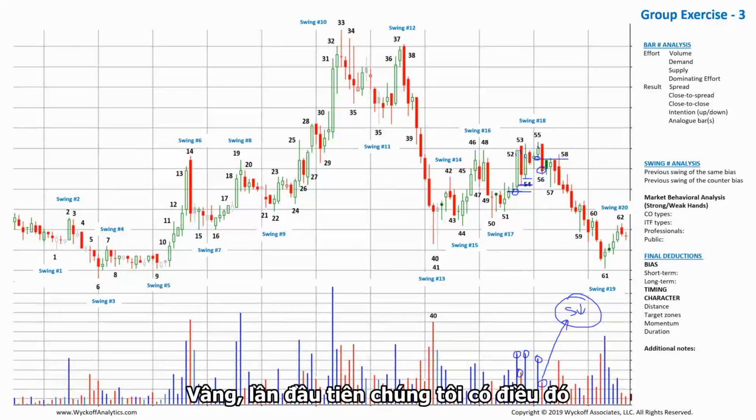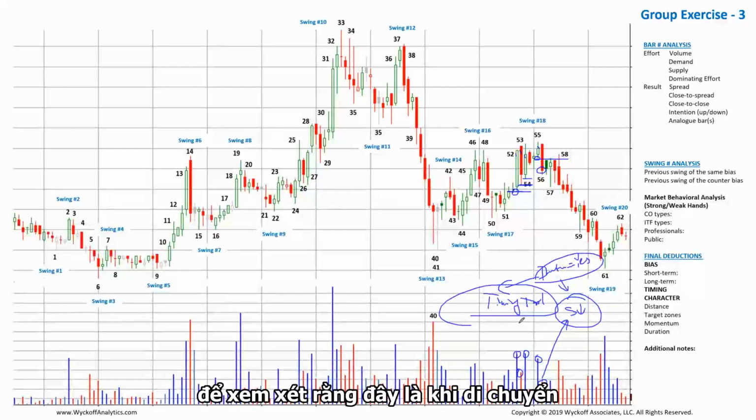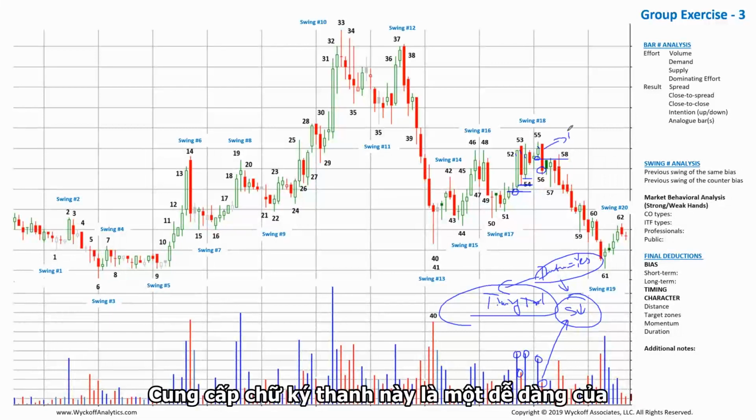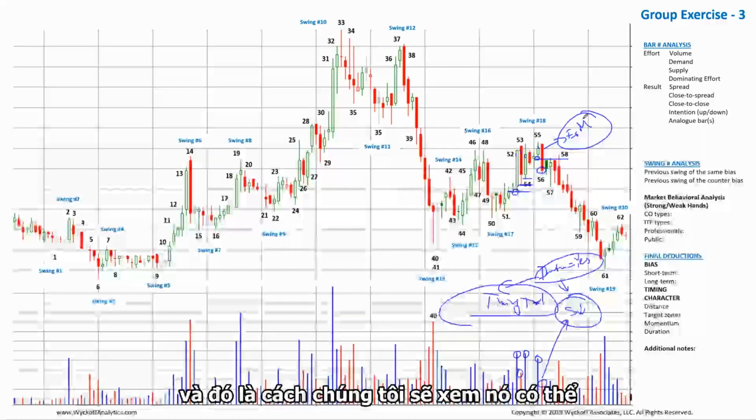Yes, for the first time we have that. But it happens on the diminishing supply signature, and yet intention has been satisfied and fulfilled, and therefore this looks like a timing tool for us to consider that this is when the move is going to start. And by itself, with this commitment to the downside on diminishing supply signature, this bar is an ease of movement bar. And that's how we would view it.